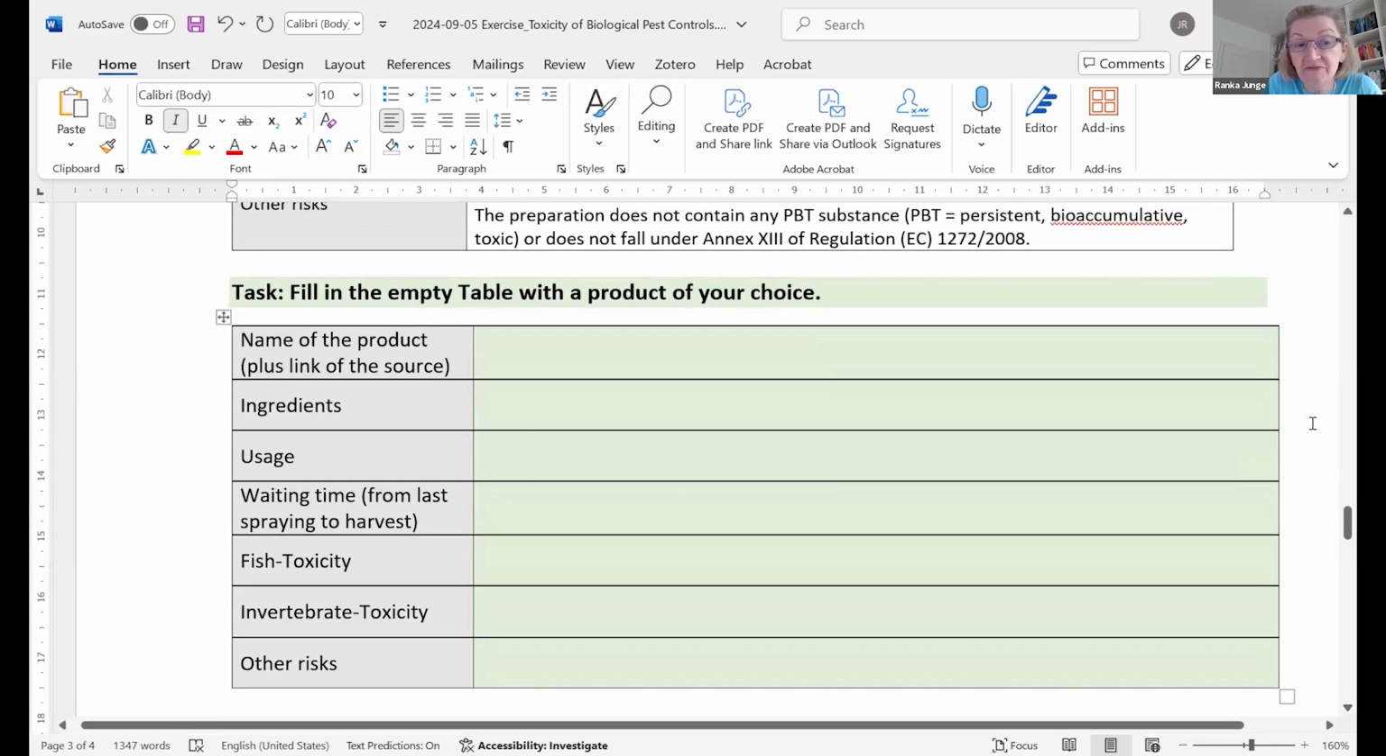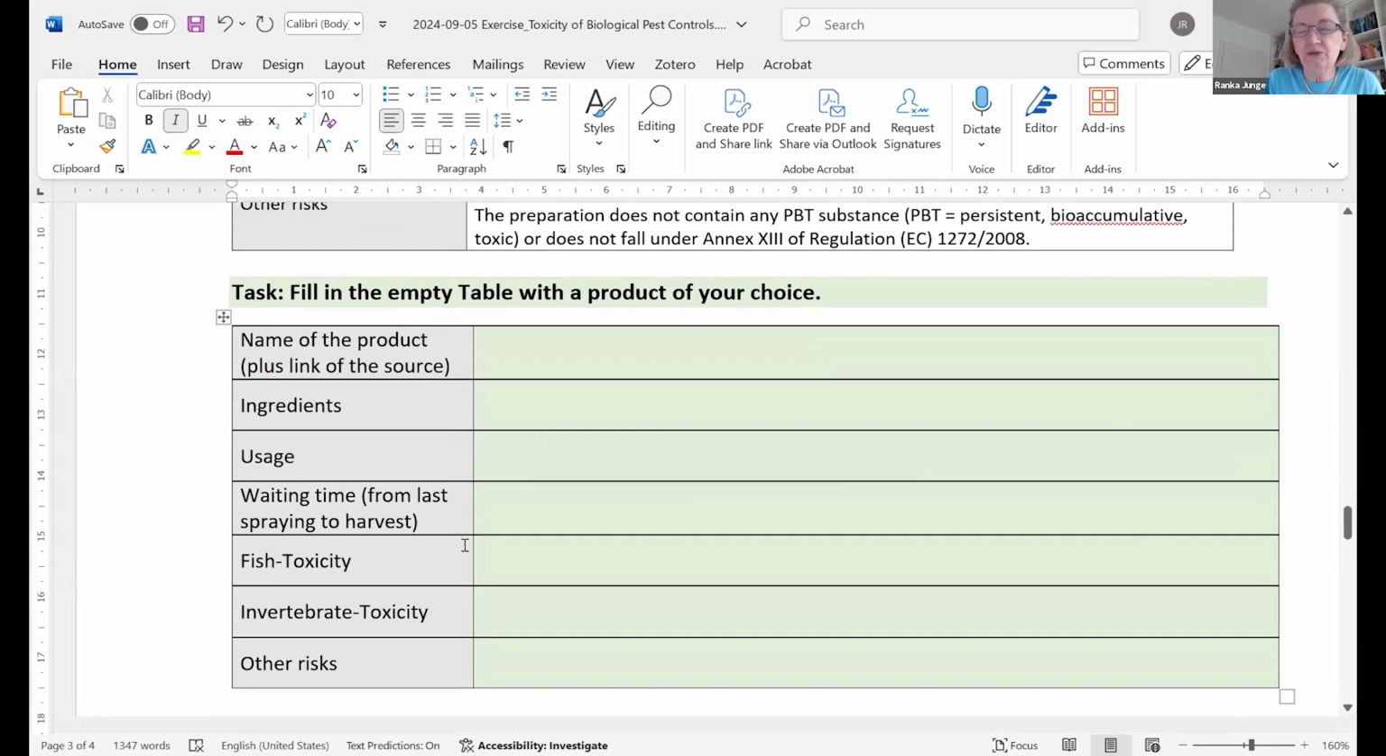Waiting time, for instance, is very important. You need to know how long you have to wait. If you spray your salad, your lettuce or your tomato, that you don't eat it immediately, but maybe in 2 weeks. So if the waiting time is 2 weeks, this is not a good solution for lettuce.